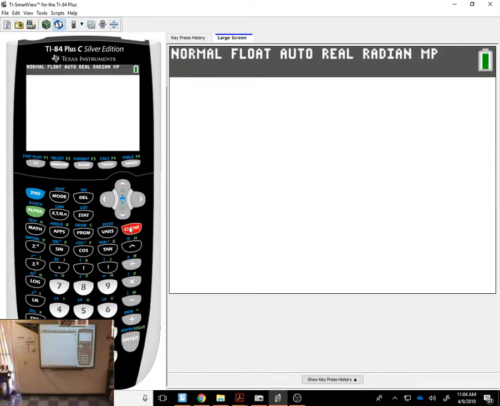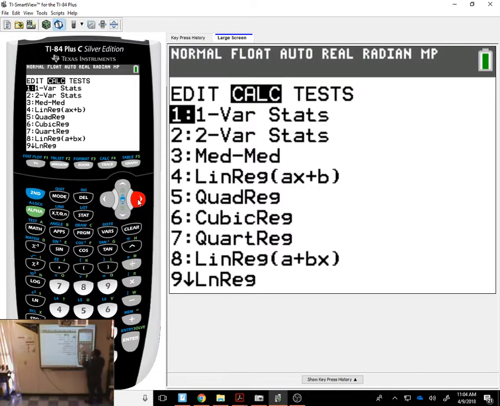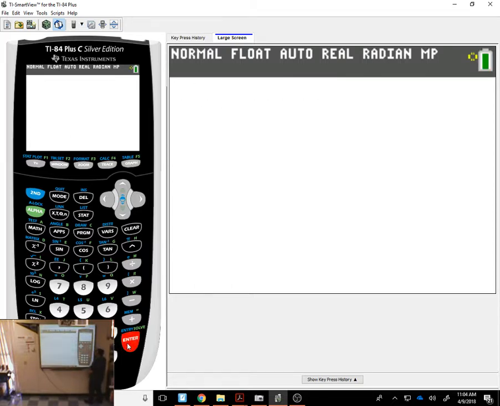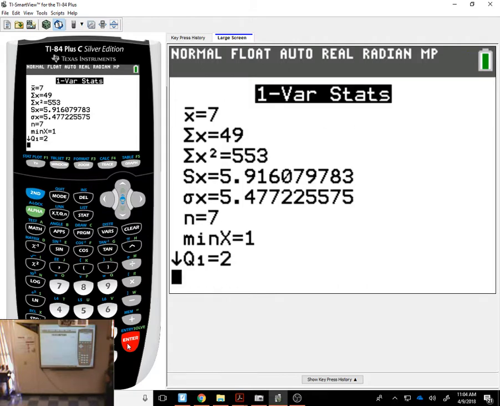Clear. This is something we run in statistics. I'm going to go stats, calculate, one variable statistics, which is option 1. I'm going to do it with the first list, and I'm going to calculate. It's going to spit out this whole thing of information. You see it? I want you to notice that both of our numbers are right there. Standard deviation of x, standard deviation of x. Both those numbers are there.